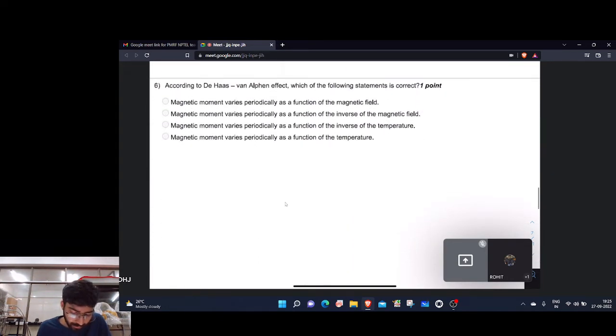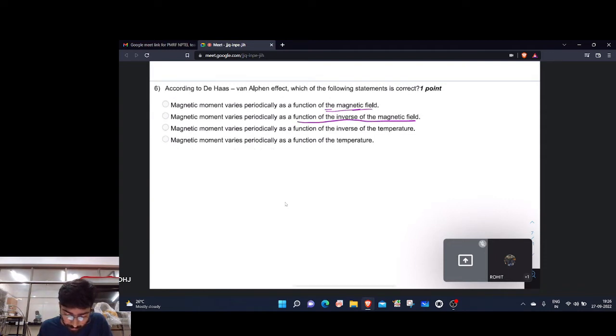Now next we have: according to the de Haas-van Alphen effect, which of the following statements is correct? In the de Haas-van Alphen effect, magnetic moment varies inversely with the applied magnetic field. This certainly comes directly from the result of the effect. Magnetic moment also varies periodically as a function of the magnetic field, but it varies inversely. So the correct statement would be that magnetic moment is related to magnetic field as an inverse.